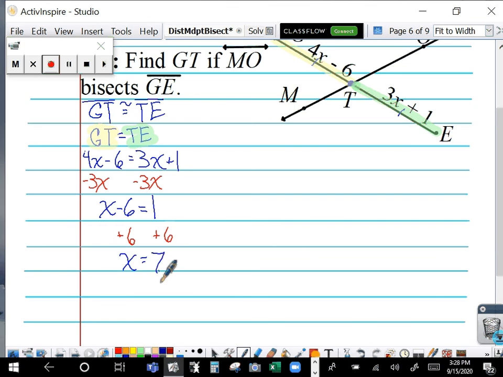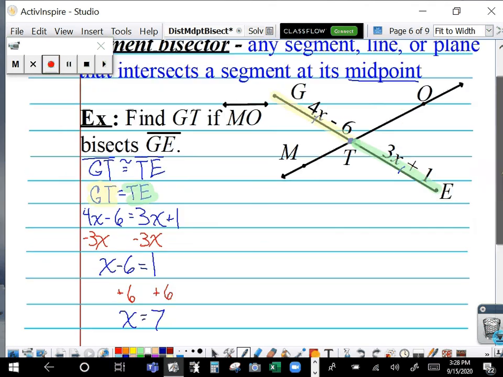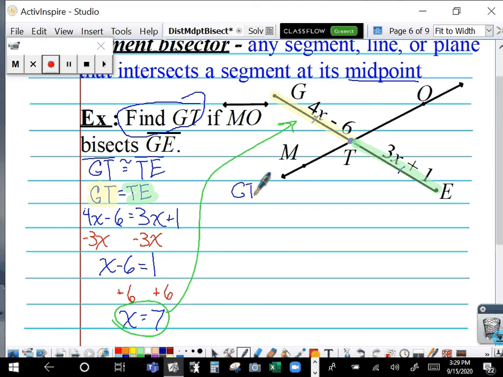But before we do, we should check. They want us to find GT. So they want us to find the length of that segment GT. Well, that's not so bad. We'll take what x is equal to, and we'll sub it in place of x in the expression for segment GT. So now we can say GT is equal to 4 times 7 minus 6. So 4 times 7 is 28, minus 6, and GT is equal to 22 units.